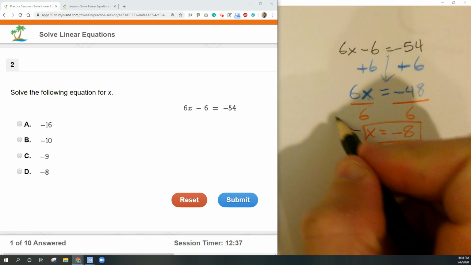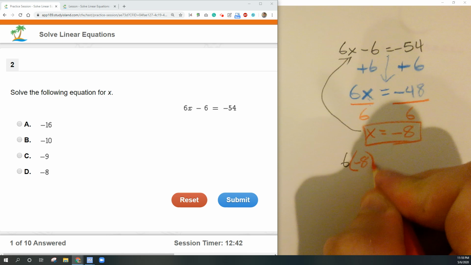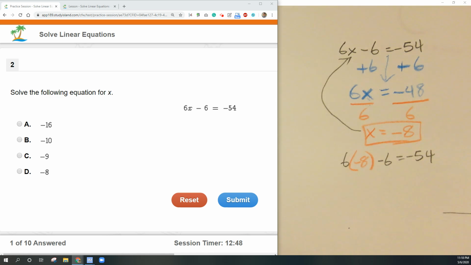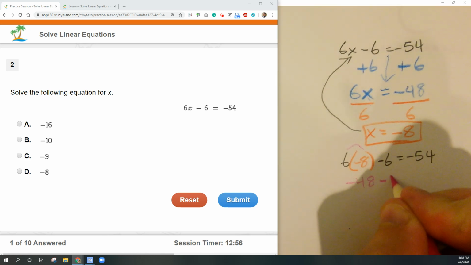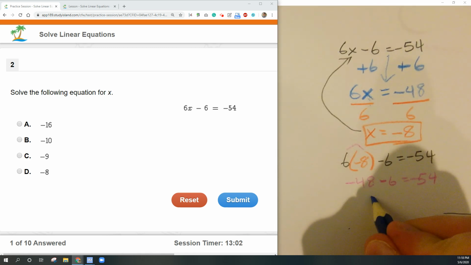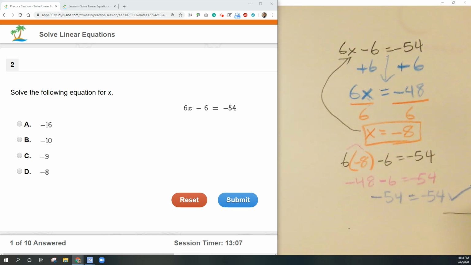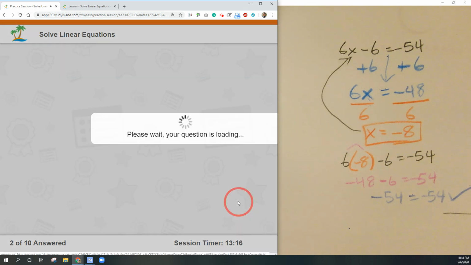We go back and we plug it in to make sure that we did it right. 6 times negative 8 minus 6 equals negative 54. We go ahead and check that out. 6 times negative 8 is negative 48. So negative 48 minus 6 equals negative 54. And last but not least, negative 48 minus 6 is negative 54. So negative 54 equals negative 54. That means we did it right. So we go over and we choose our answer, which was negative 8, and we move on. Next problem.